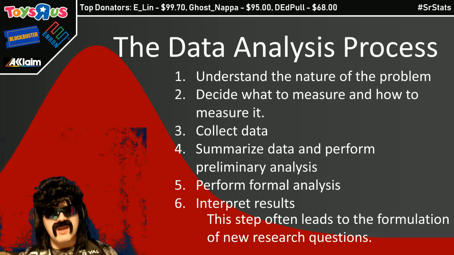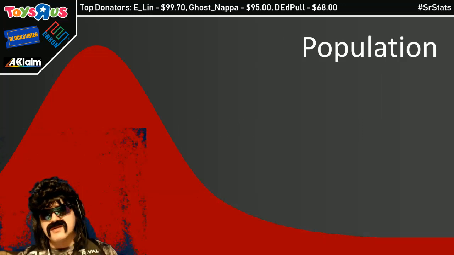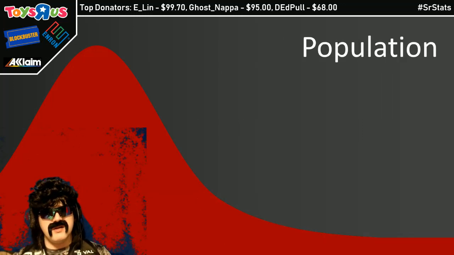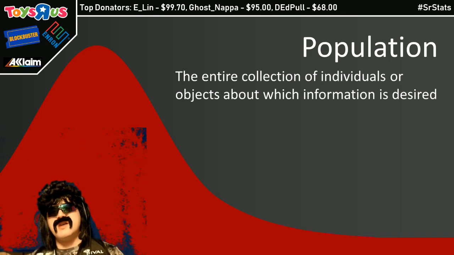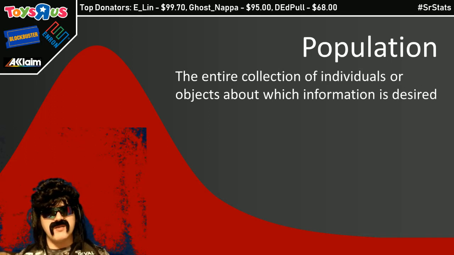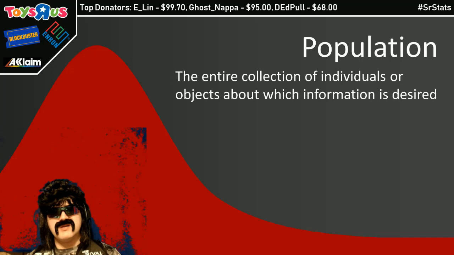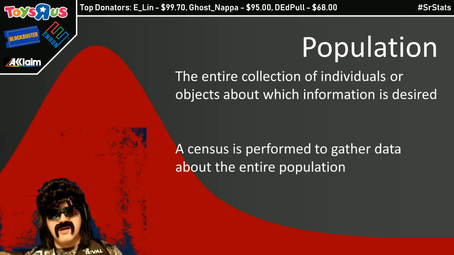Now, let's talk about the differences about what you're looking for and how you get the data. First off, let's talk about the population. The population is the entire collection of individuals or objects about which the information is desired. And you usually are going to do a census to collect all this data for the entire population.